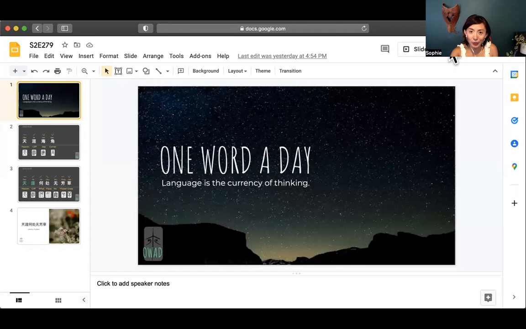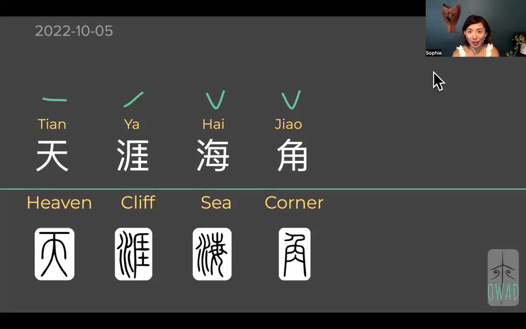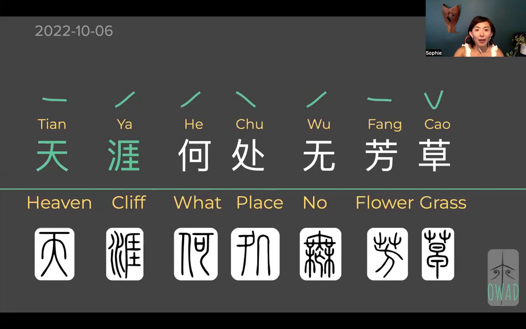We're going to continue our little journey into this ancient language. And yesterday we talked about a beautiful poetic Chinese expression to describe the end of your world, which is 天涯海角, the sky limit, the cliff of the sky and the corner of the sea. Okay, today we continue with two characters.